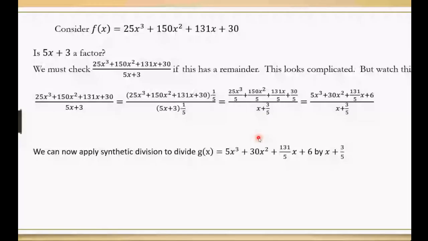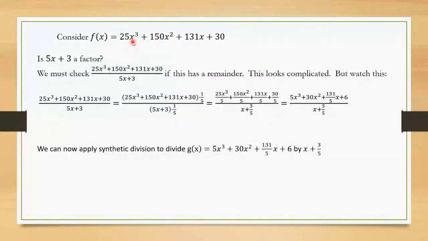Okay. Well, this one's going to be a little different. Notice we do have a polynomial here. But notice, look at this factor. This is not x minus something or x or even x plus something. It's 5 times x plus something.